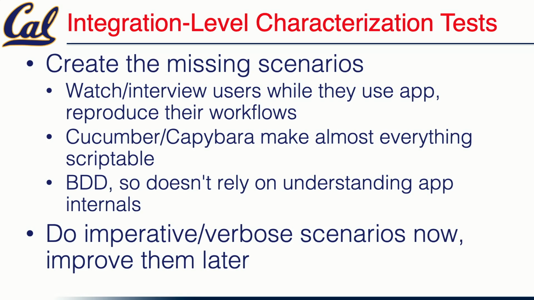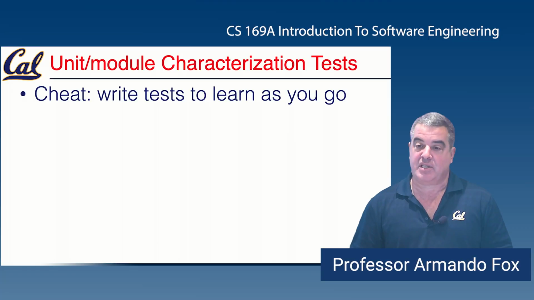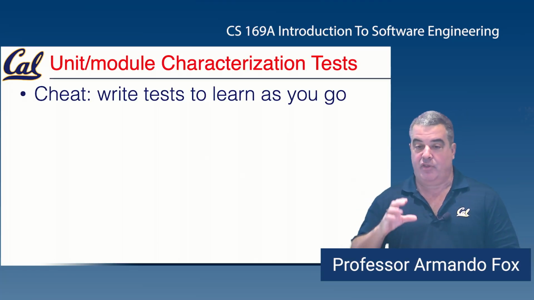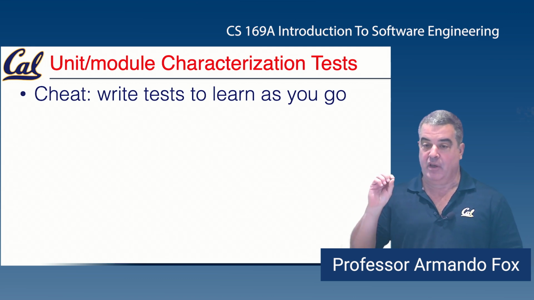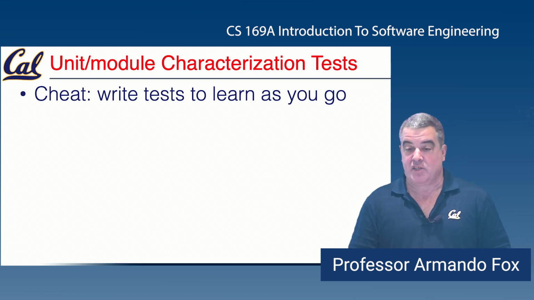Now, of course, we've already said that characterization or integration acceptance level tests by themselves are not enough to give you robust test coverage. So what about doing the more detailed or lower level tests, like unit level or module level? How do you write characterization tests at that level? Because there, it does require some understanding of the details of how the app works, maybe at the level of a class or even individual methods. Basically, you write tests to learn as you go.